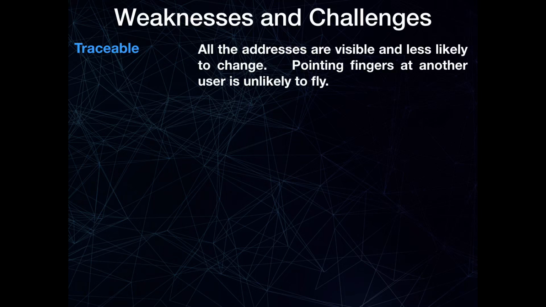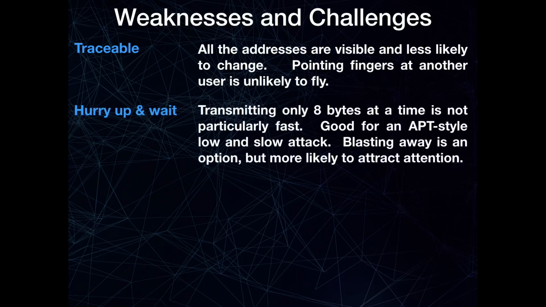With IPv4, that was a little bit harder because we shared addresses, they moved around a lot. Hurry up and wait. This is not a particularly fast way of doing things. We're only moving 8 bytes of data around at a time. You could blast this away, but it's probably going to raise some notice. Someone will notice that there's a lot of traffic on the network. But if you're going for that good APT level attack, really low, really slow, and covert, this is a way to go.